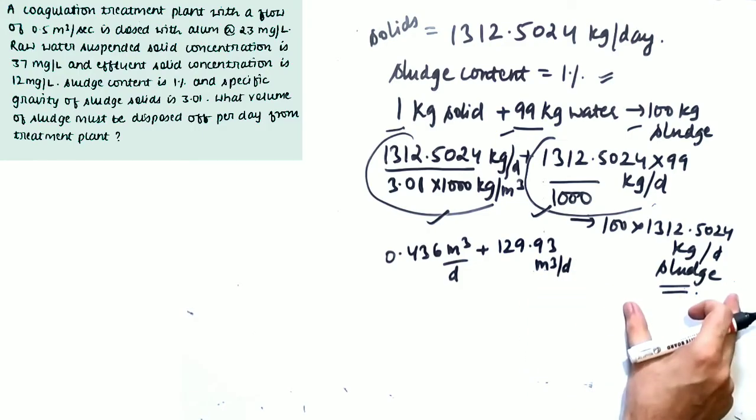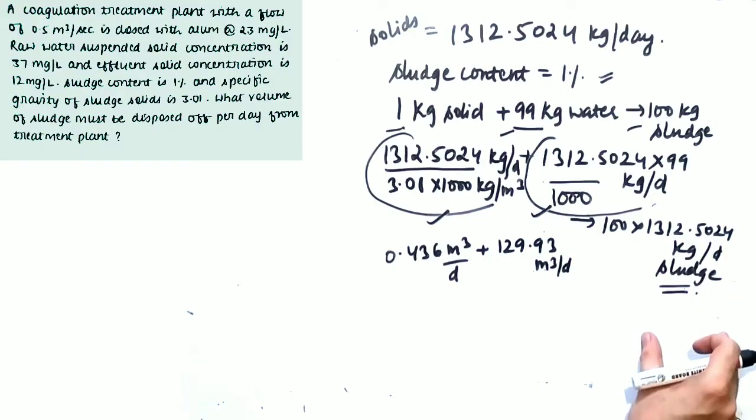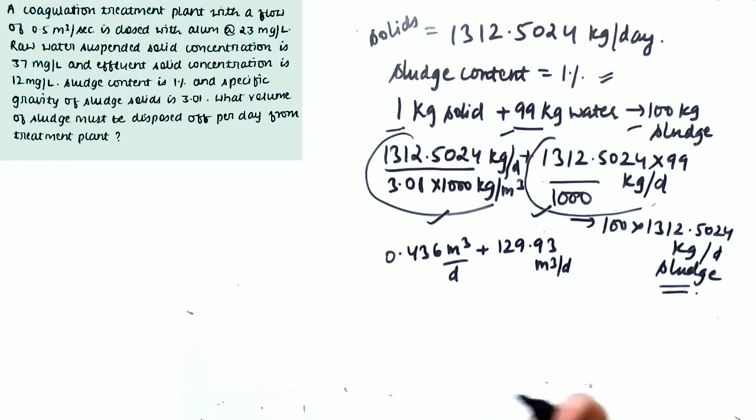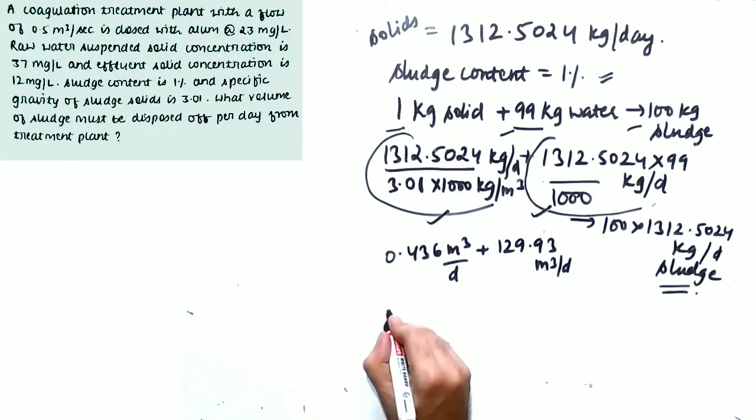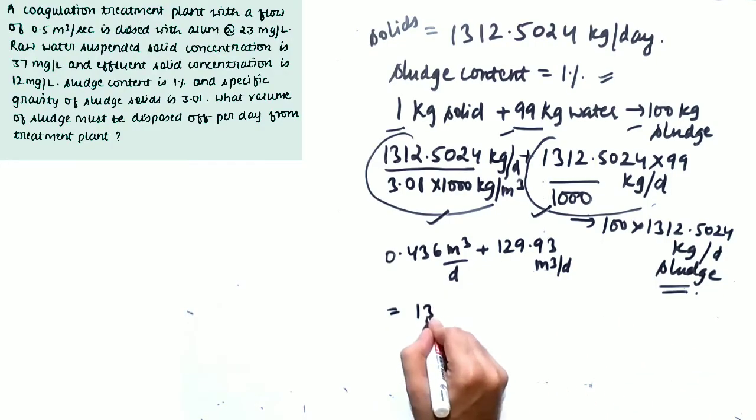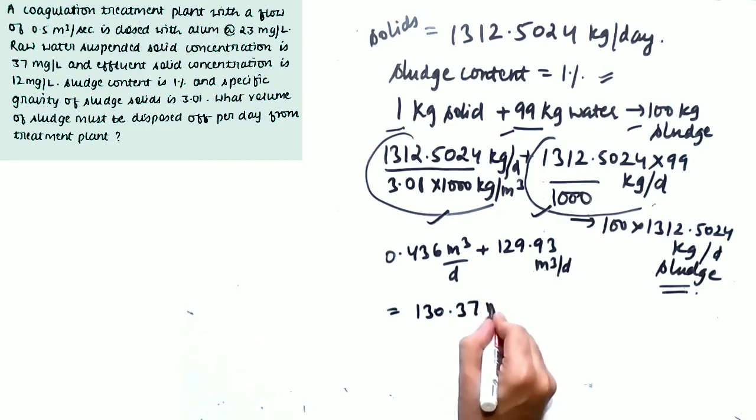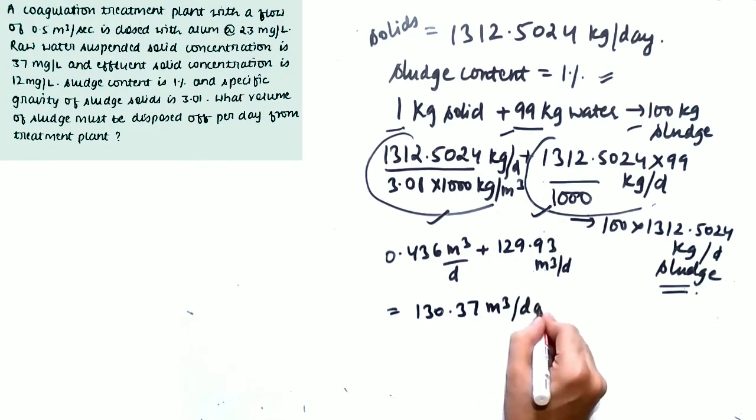We don't have the density for sludge. Otherwise, we would have directly divided the sludge by the density. We have the density for solids and we know the density of water. Water is a universal liquid. So when you add this, you will get 130.37 meter cube per day.